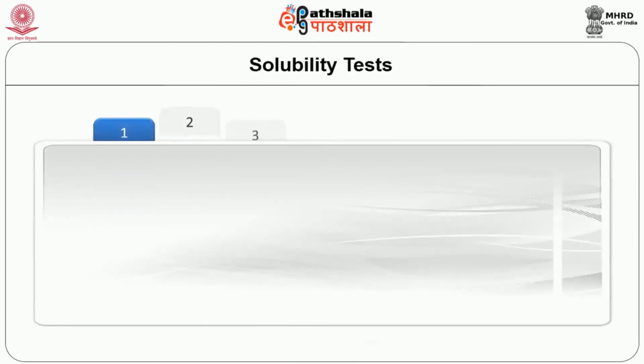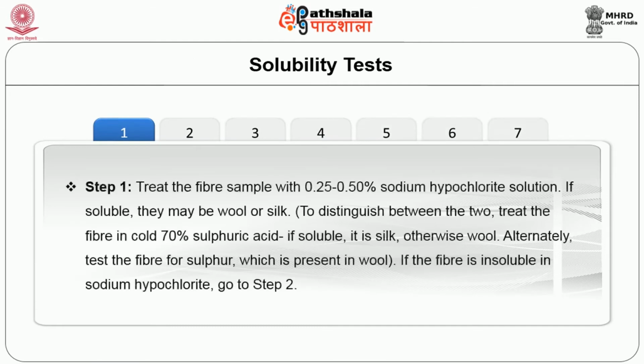Then in the case of solubility test, there are 7 steps available, in the case of an unknown fiber. If you are given an unknown fiber, there are 7 steps. First step, treat the fiber sample with 0.2 to 0.5 sodium hypochlorite solution. If the fiber is soluble, it may be wool or silk.